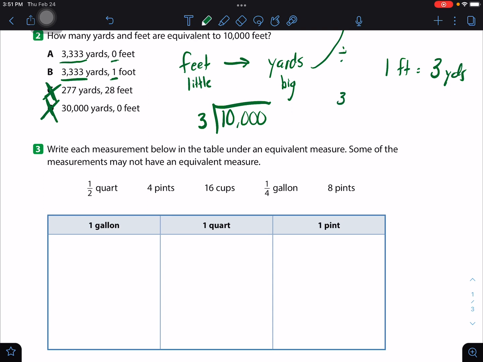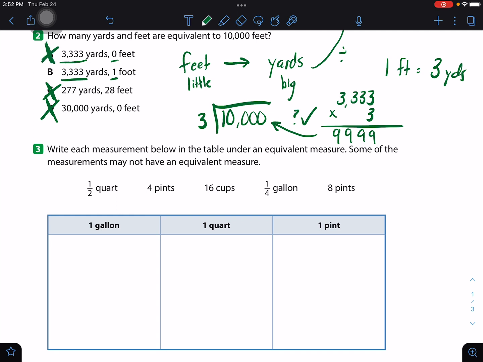Well, let's try something. Can we do the inverse operation and see if our answer will get us to 10,000? Yes, we can do the inverse operation. Let's find out. 3 times 3 is 9, 9, 9. And what do you know? 9,999 is not quite 10,000.